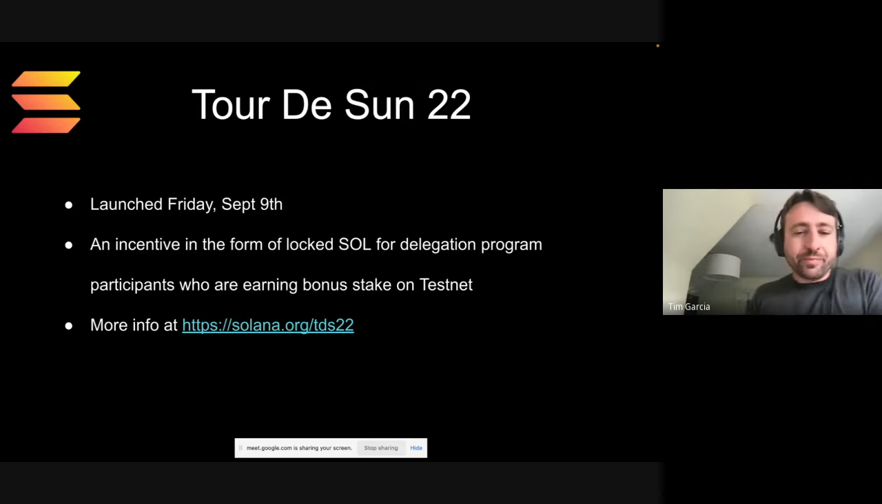Excited about internally, both for potential diversification issues, and then also to help out people who have been in testnet for a long time in the delegation program.